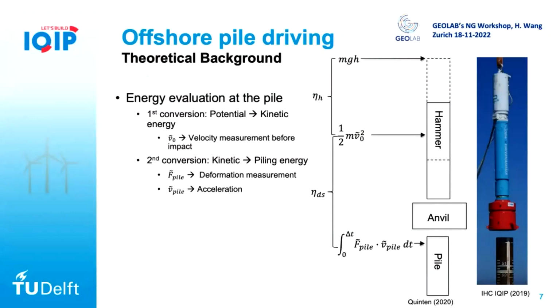You have a hammer here, as you can see on the right, and there is a big mass. First, you lift the mass, then you have the potential energy stored in this mass, and then you release the mass, and the whole mass will hit the anvil. But remember, because of the hitting, there will be some energy lost between the hammer and anvil. And through the anvil, the energy will further transfer to the pile, and push or penetrate the pile into the soil.